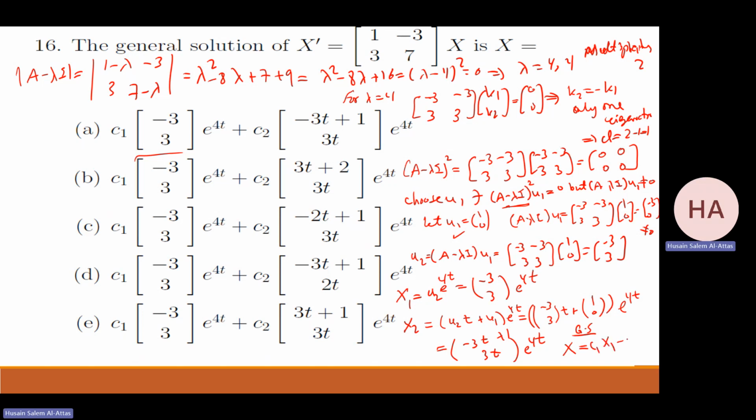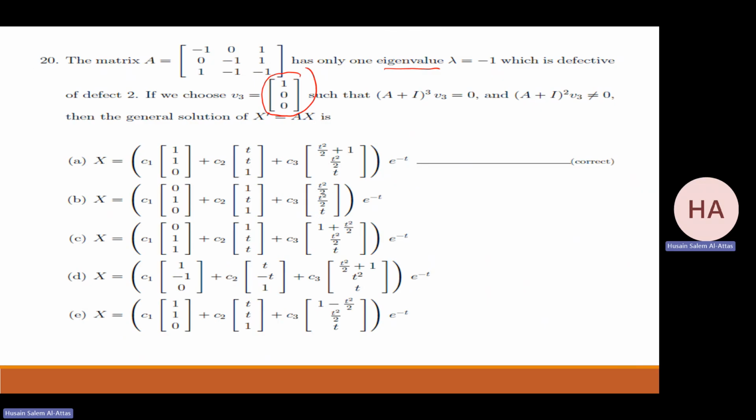C1 x1 plus C2 x2, which, by the way, works with this one. However, if you choose a different U1 satisfying the condition, then you will get a different answer. So this cannot be controlled. Usually the questions in the multiple choice will come like this.